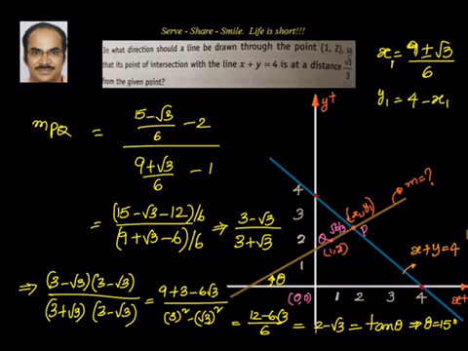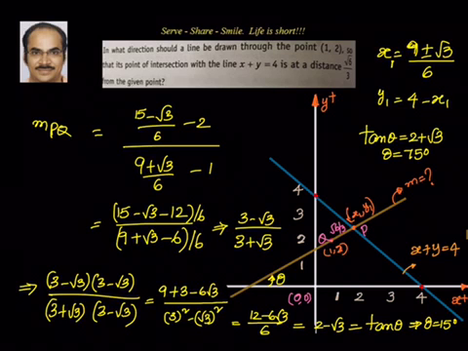Now can you do me a favor? Can you go ahead and take 9 minus root 3 by 6 as x1, find out the y1. Then again you do the same exercise and find out. You will see that the other angle is nothing but 75, which is nothing but 2 plus root 3. In the second case, you will get m equal to 2 plus root 3, tan theta equal to 2 plus root 3, or you will get theta equal to 75 degrees.